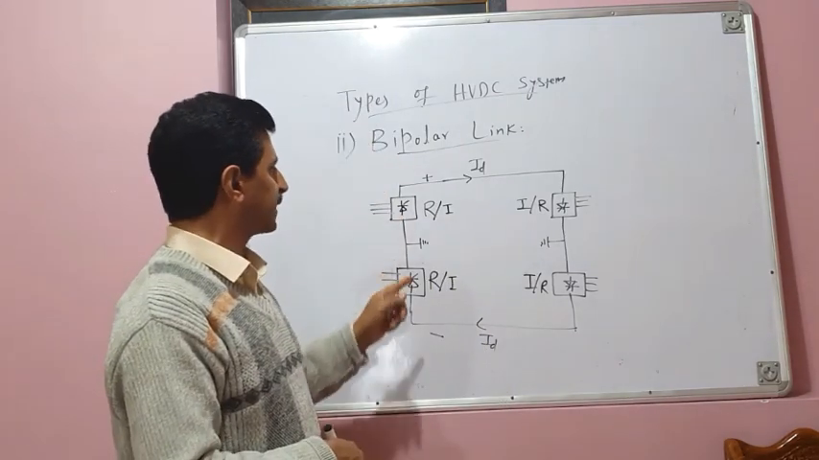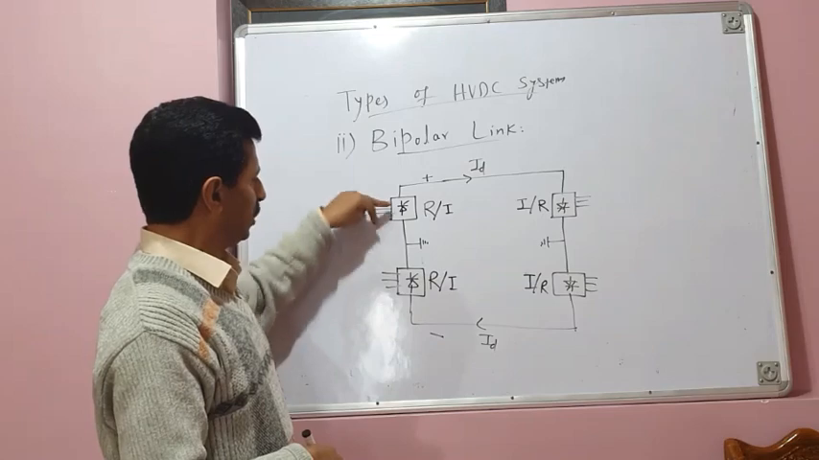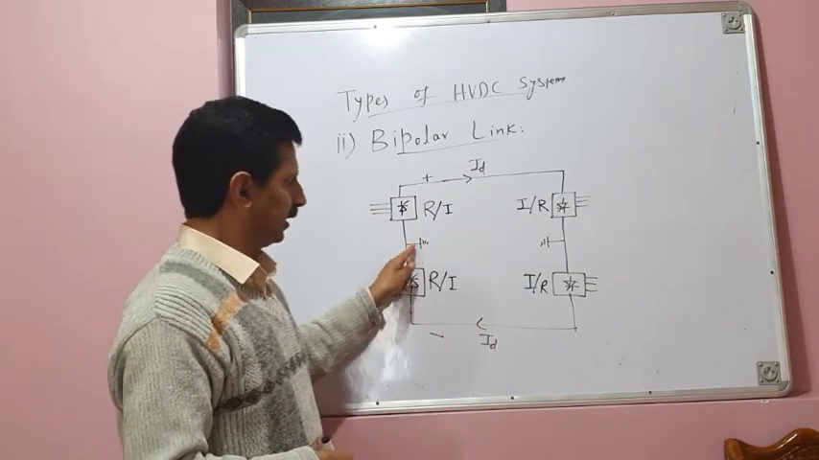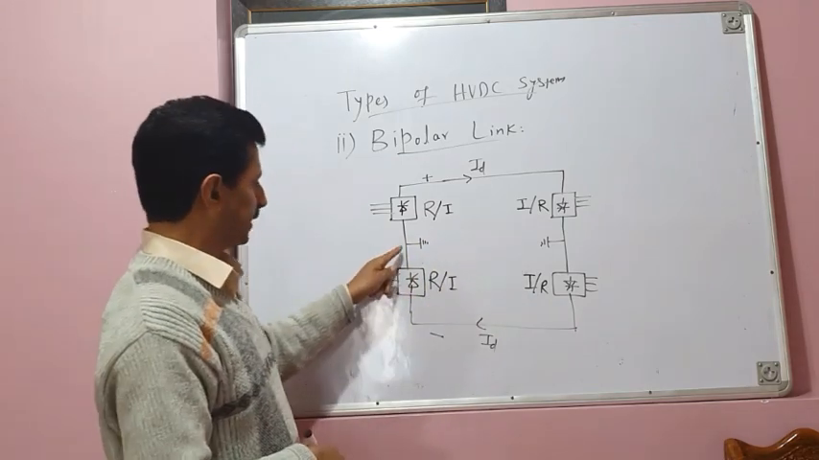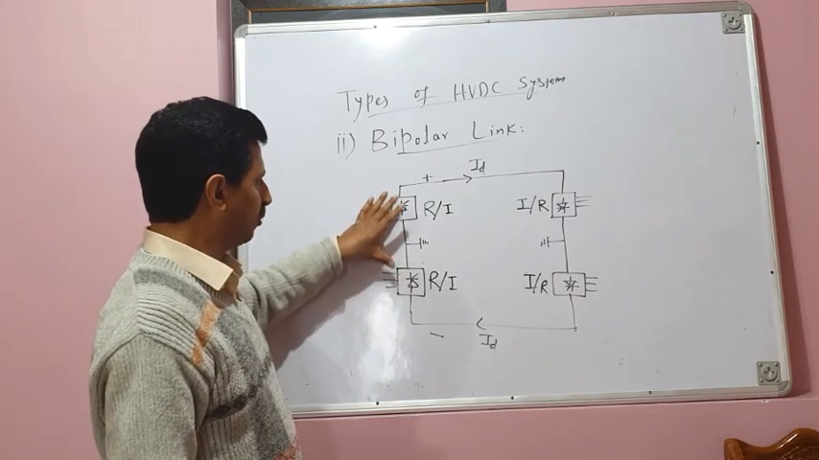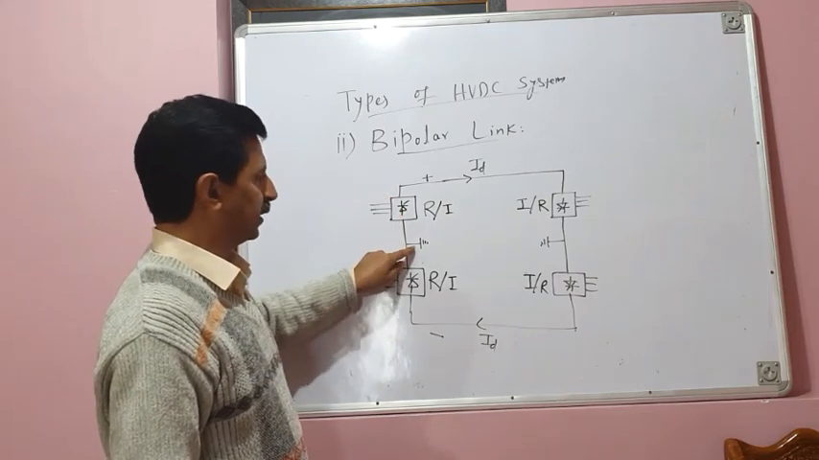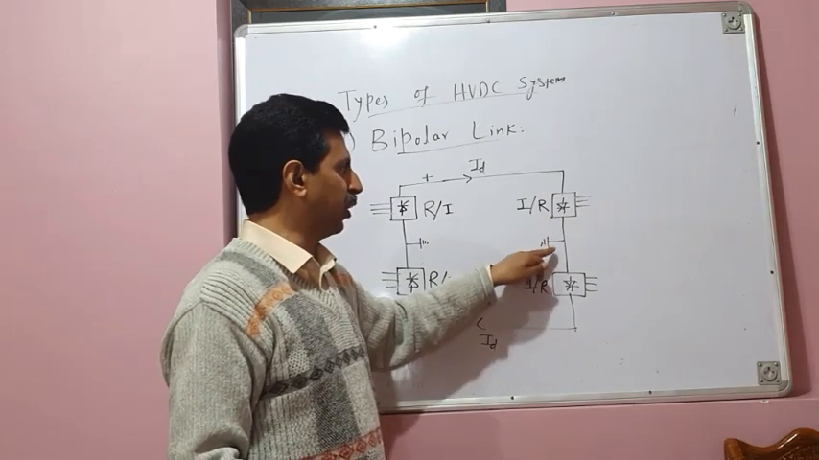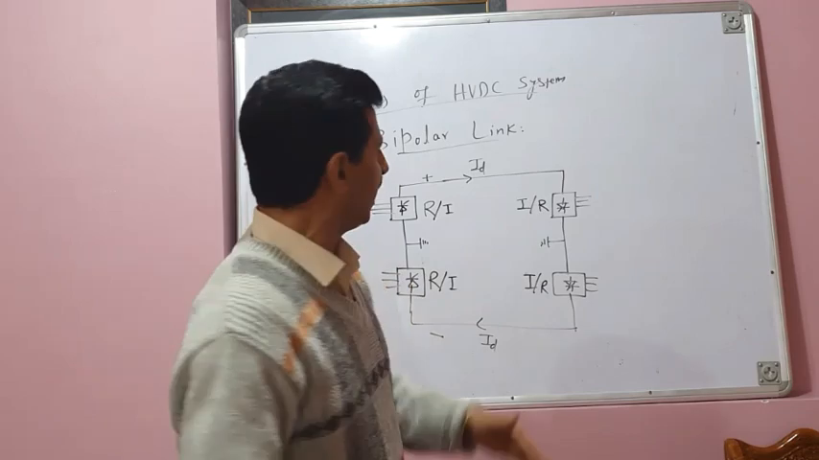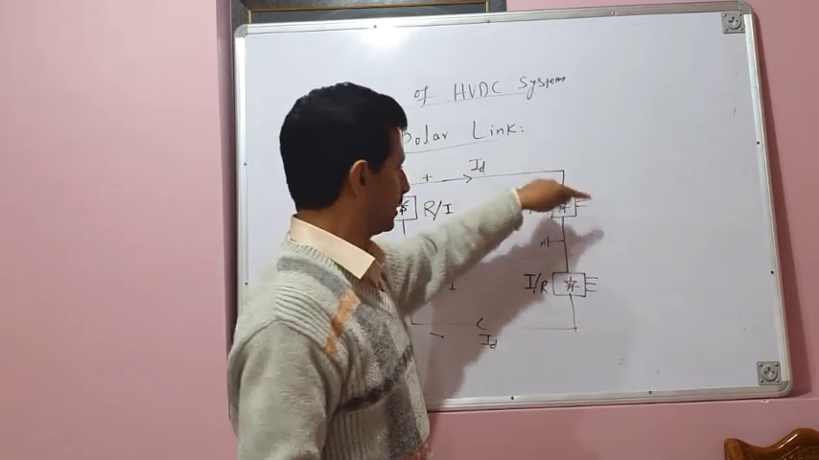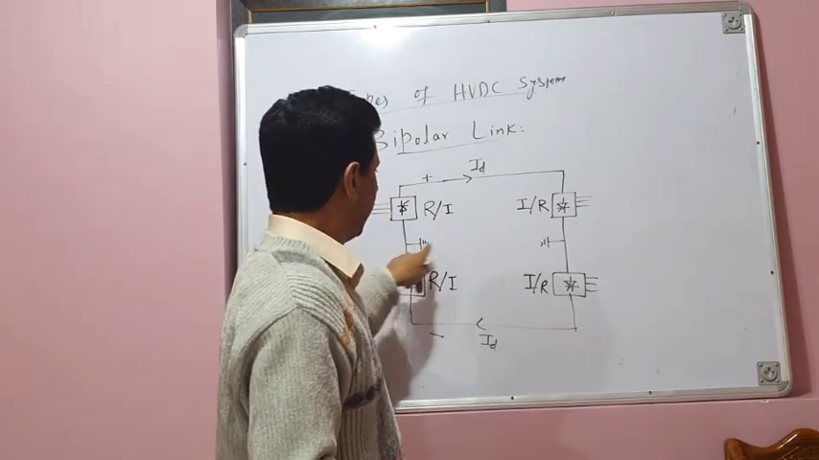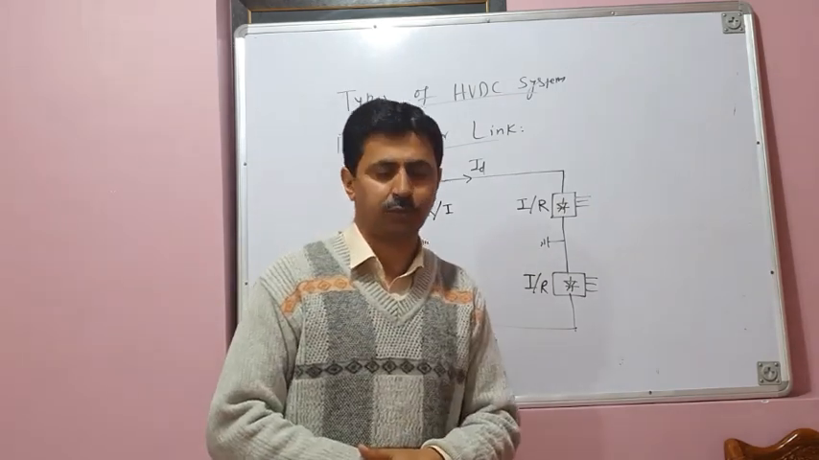Now the middle points, or the junction points between the two converters at each terminal, are generally grounded on both sides. You can see with the help of grounding rods, the junction point of these two converters is grounded. Similarly, the junction point or neutral point on this side is also grounded. So that makes these poles independent poles. This pole along with the ground becomes an independent pole, and this pole along with the ground becomes an independent pole.